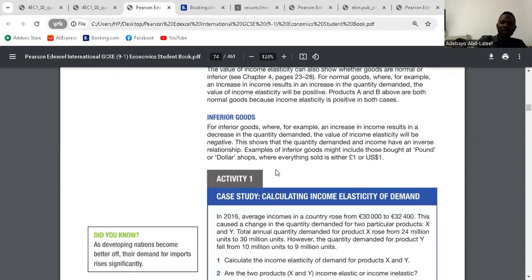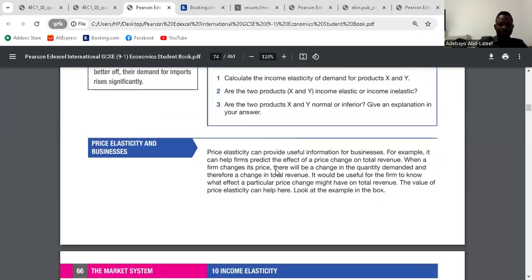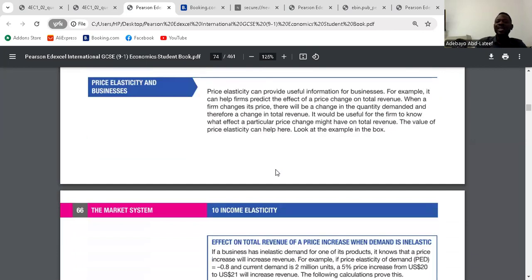Any question about that? Now, price elasticity and businesses. Price elasticity can provide useful information for businesses. For example, it can help firms predict the effect of a price change on total revenue. When a firm changes its price, there will be a change in the quantity demanded and therefore a change in total revenue. It will be useful for the firm to know what effect a particular price change might have on the total revenue. So the value of price elasticity can help here.